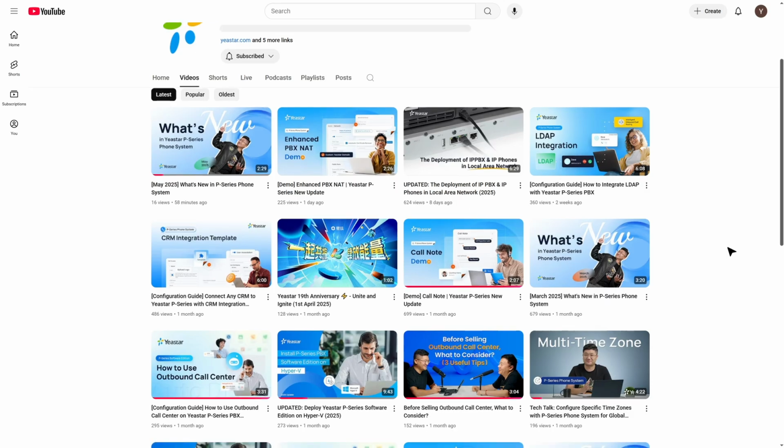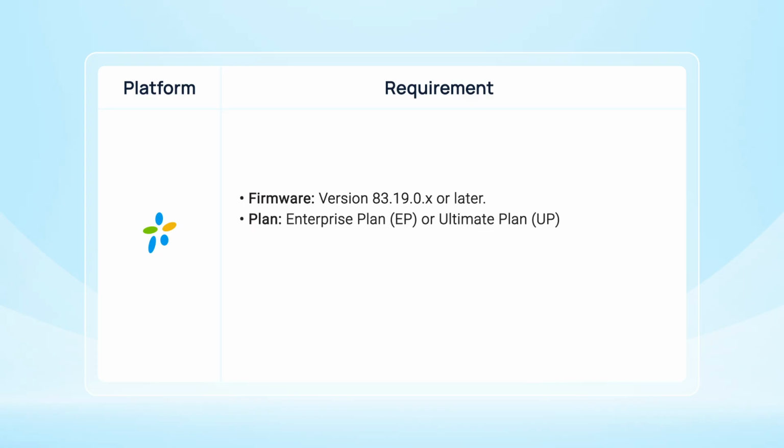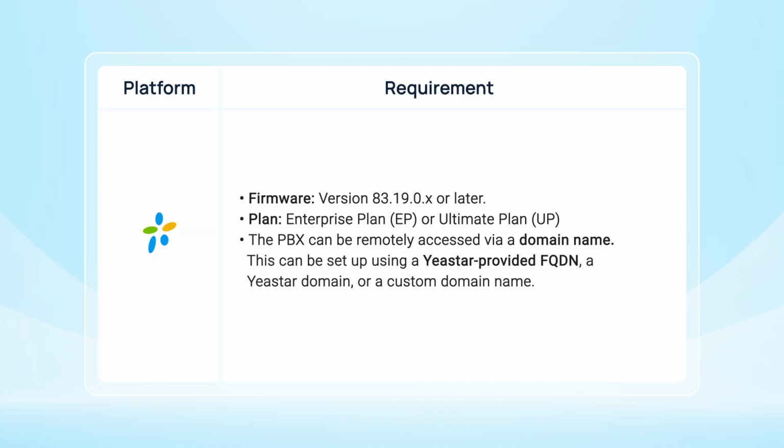Now let's get started. Before we get started, make sure you have the essentials in place. You will need a Yeastar P-Series Software Edition System running the latest firmware version, Enterprise or Ultimate Plan. You will also need to ensure that your PBX system is accessible remotely via a domain name. This can be set up using a Yeastar-provided FQDN, a Yeastar domain, or a custom domain name.